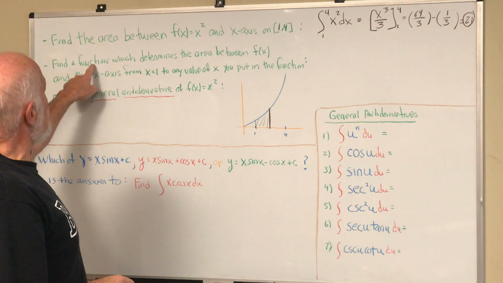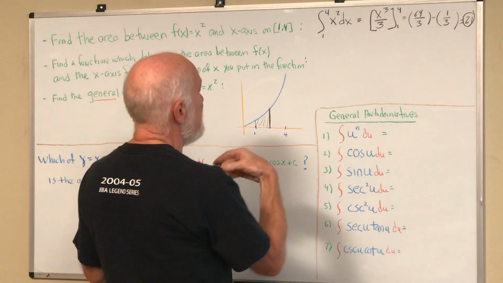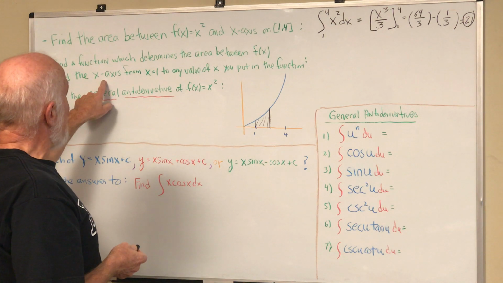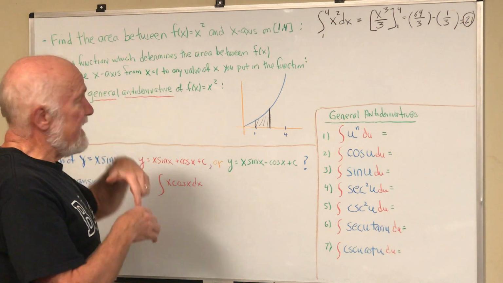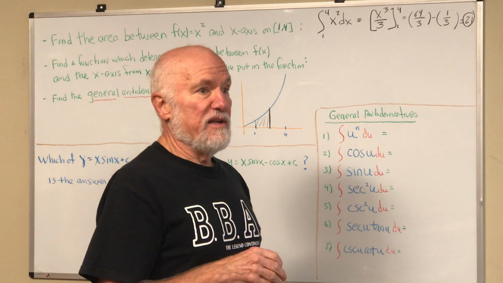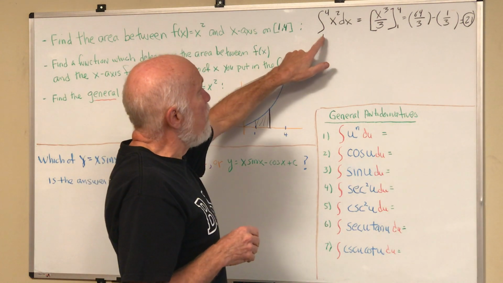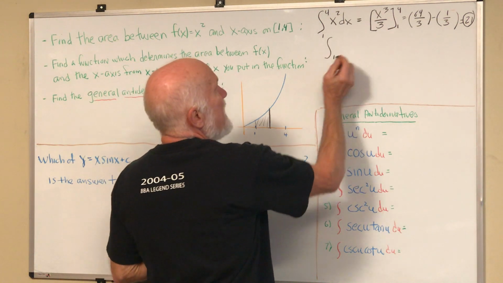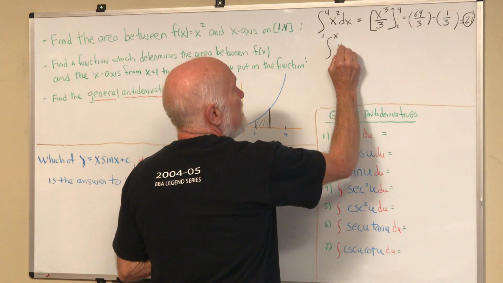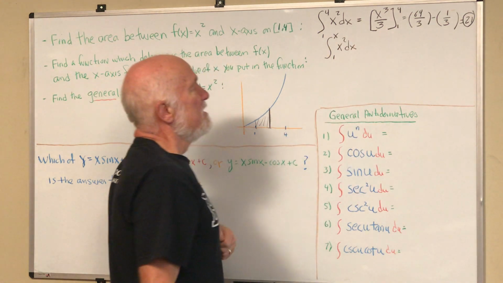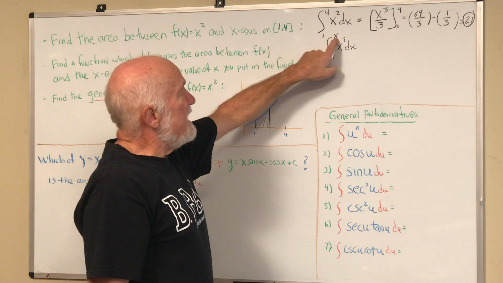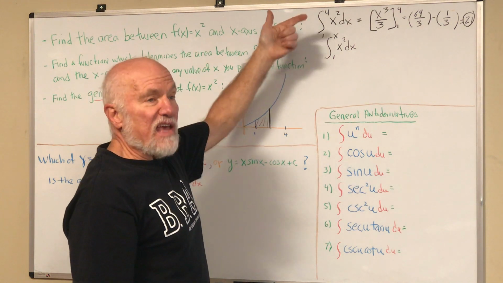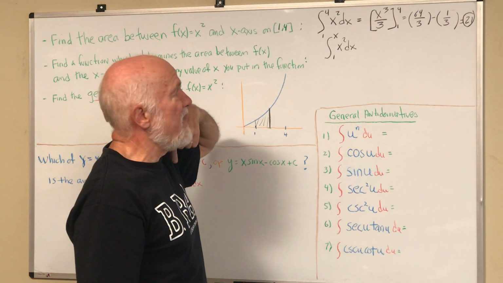Now, what if we wanted a function? We didn't want a number, but we wanted a function that would give us the area between f of x and the x-axis, between 1 and any value of x you happen to plug into it. Well, since this finds it from 1 to 4, all we're going to do differently is make it from 1 to x. Now, any number we put in there is going to give us the signed area, but in this case the area, because everything is above the x-axis.